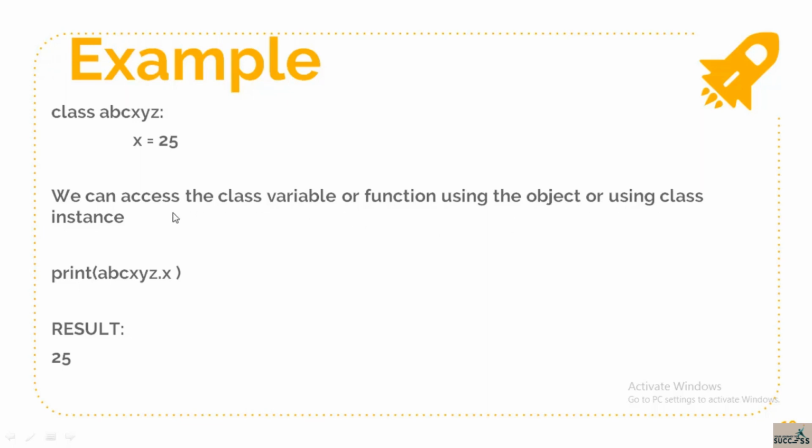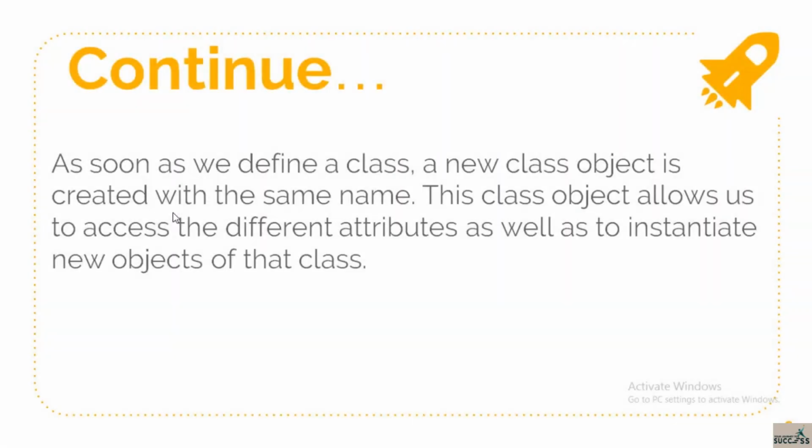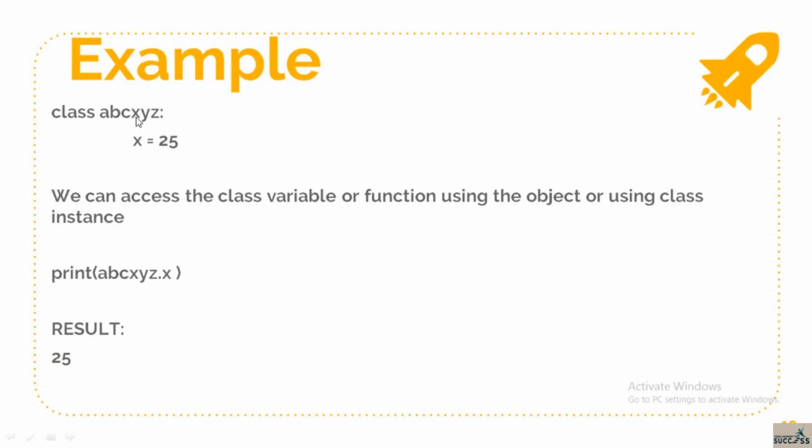In the previous slide, I told you that if we do not create an object explicitly, Python will create it for us and it will name that object as the class name. So now we can access this class variable using the class name because we haven't created the object explicitly. Basically the class name is now an object, and with that object we are accessing this variable x. So we type the object name, then dot and x, and it will give us the result 25.